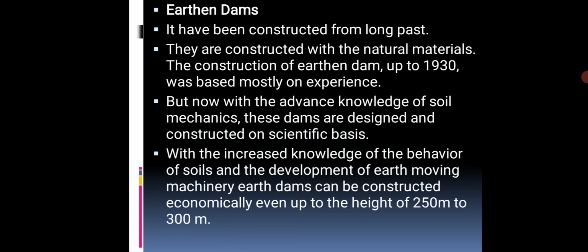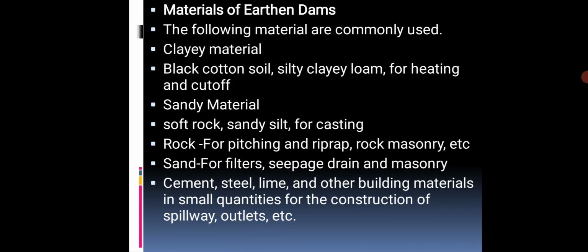The construction of earthen dams up to 1930 was based mostly on experience only. But now, with the advanced knowledge of soil mechanics, these dams are designed and constructed on a scientific basis. Earthen dams are used for storing water. With the increased knowledge of the behavior of soil and the development of earth moving machinery, earth dams can be constructed economically even up to a height of 250 meters to 300 meters.